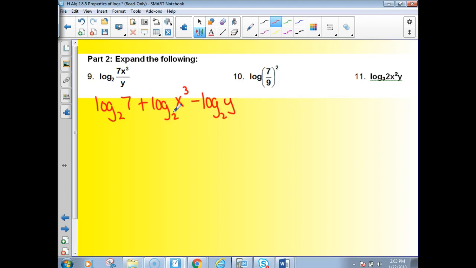And now I have one more thing I could have done that you maybe already did notice I didn't do yet. I could use the power rule right here, right? So I'm going to finish it off. Log in base 2 of 7 plus 3 times, I got to bring that exponent out in front, 3 times the log in base 2 of x minus the log in base 2 of y.